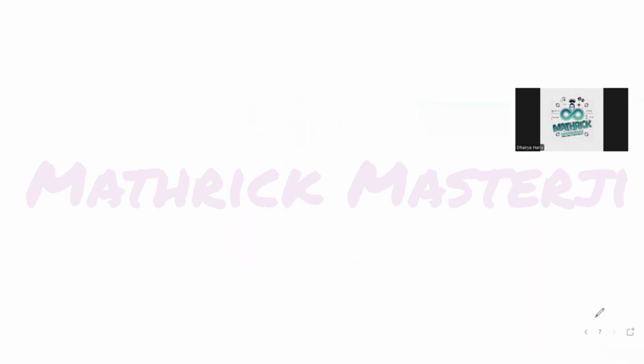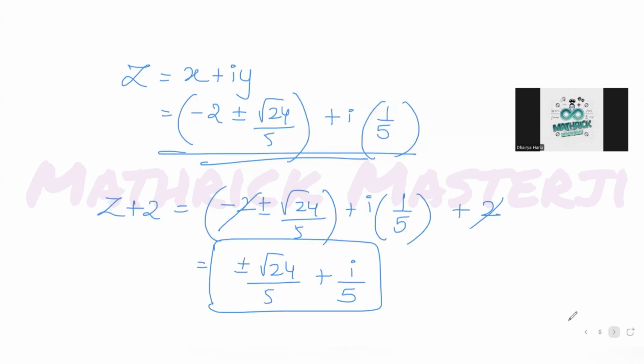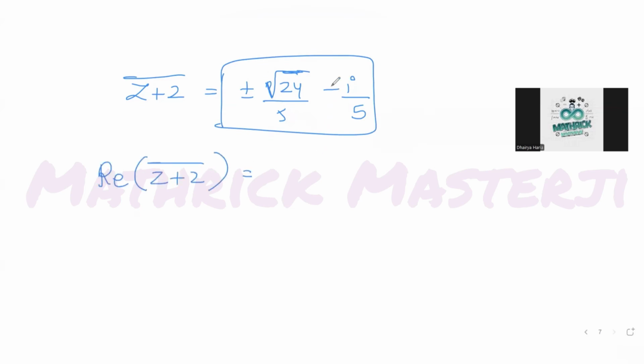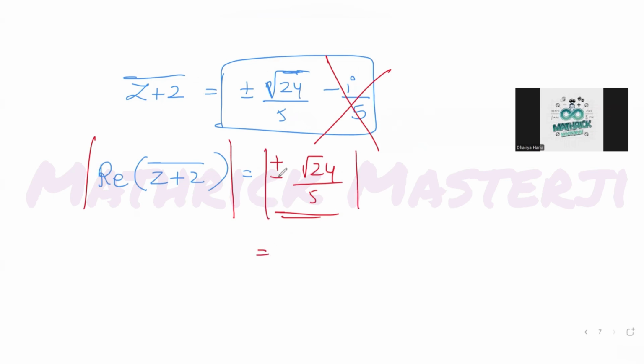Now if I want the conjugate of this, I get from here plus minus root 24 over 5 and plus i over 5, which I can just write as minus i over 5. So I have gotten that as well. Now the real part of this conjugate. Real part means I don't need the imaginary part with me, so I'll remove it. I'll just get plus minus root 24 over 5. And the question is asking me to figure out the absolute value of this real part. We know absolute value of anything will never remain negative, so it turns out to become positive and becomes root 24 over 5.